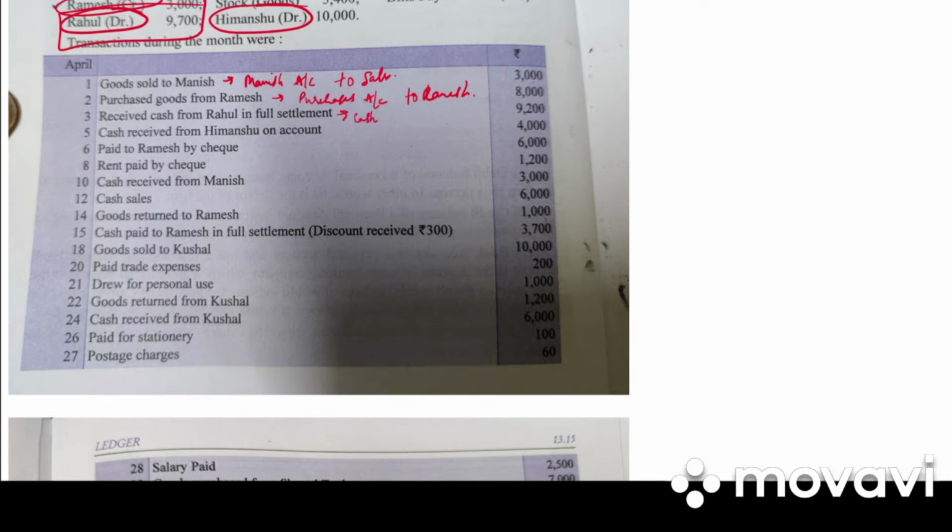So the journal entry will be cash account debited, discount allowed account debited to Rahul's account. Cash balance is 9,200, discount allowed 500, Rahul is 9,700. Write down the narration. Cash received in full settlement.